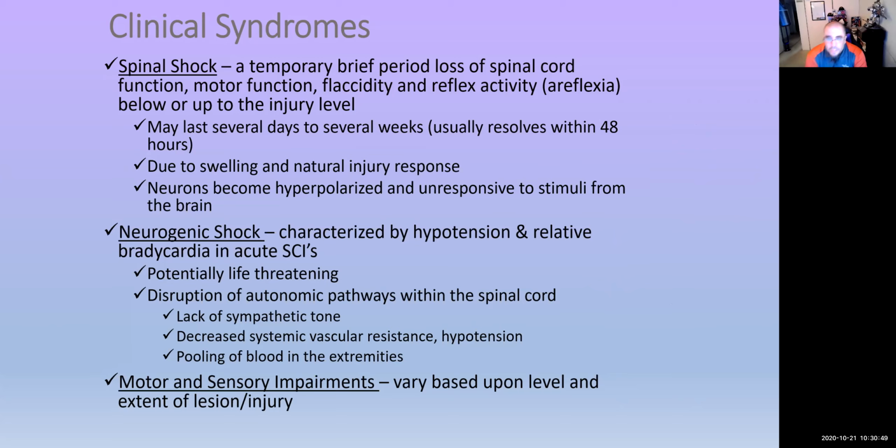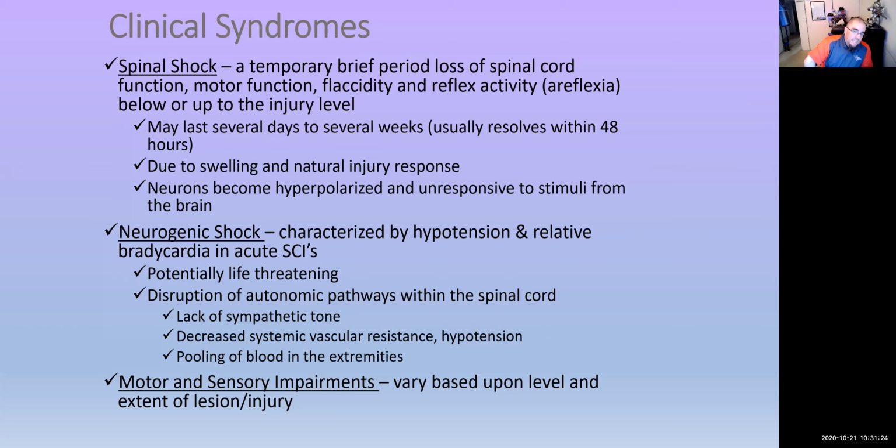Neurogenic shock. This is characterized by hypotension and relative bradycardia in acute SCIs. So this happens when you have problems with the autonomic pathways of the spinal cord, those visceral nerves, where they're now not providing enough information. You have lack of sympathetic tone and decreased systemic vascular resistance. So you're going to end up with hypotension. Blood pressure is going to drop drastically. And when blood pressure drops, the heart rate's also going to drop. This leads to pooling of the blood in the extremities.